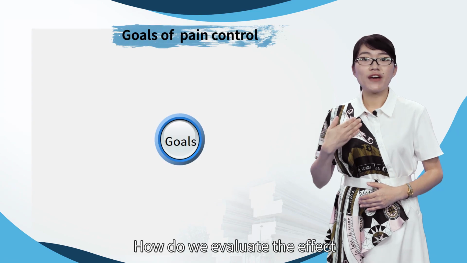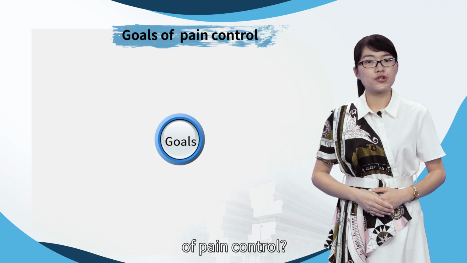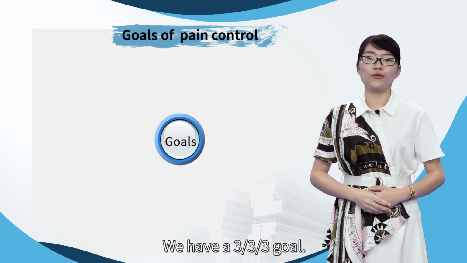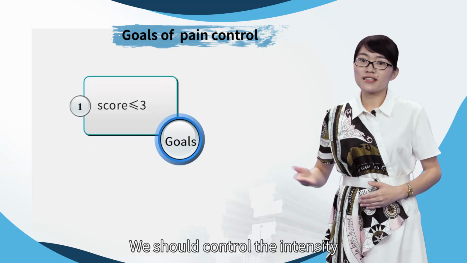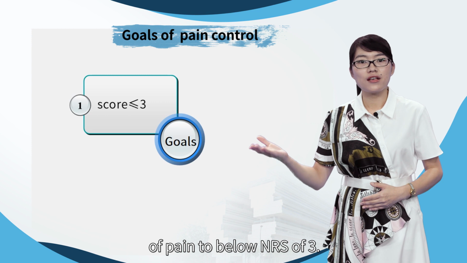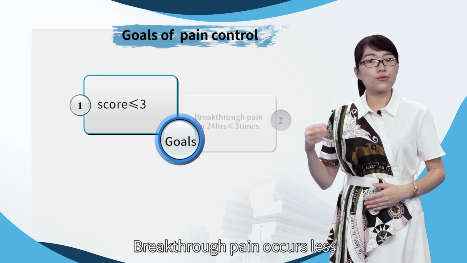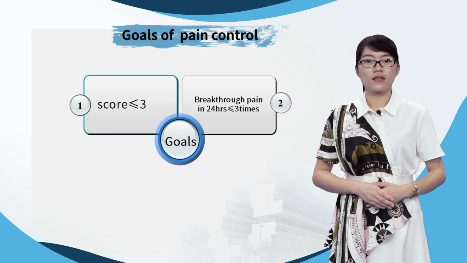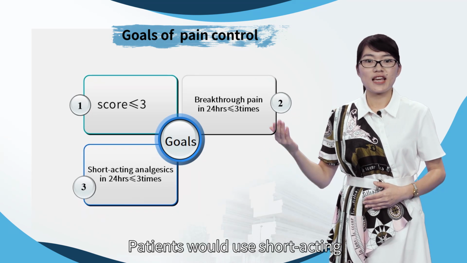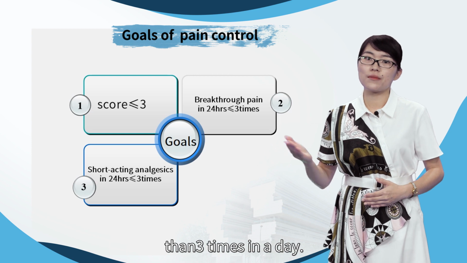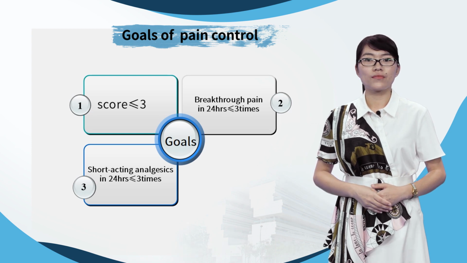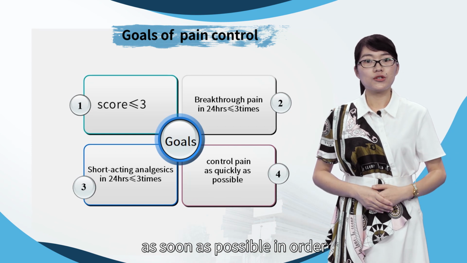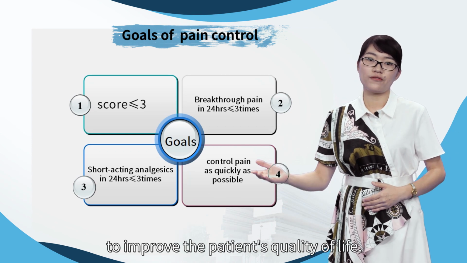How do we evaluate the effect of pain control? We have a 3-3-3 goal. We should control the intensity of pain to below NRS of 3. Breakthrough pain occurs less than 3 times in 24 hours. Patients would use short-acting analgesics less than 3 times in a day. We need to control pain as soon as possible in order to improve the patient's quality of life.